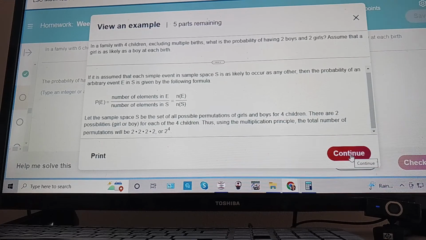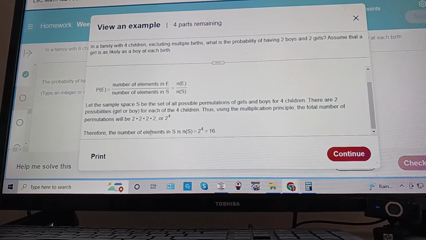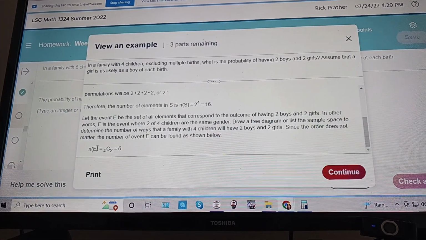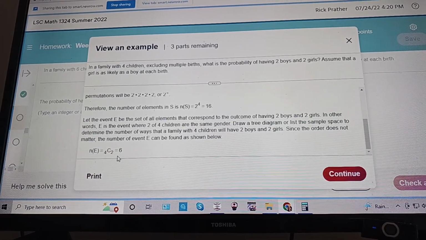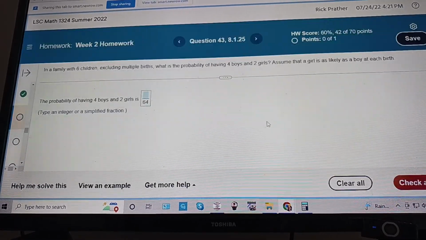See, that's what I did. 2 to the 6th power is 64. They only had a family of 4. That made it easier, so then there's only 16. Okay, combination. So 4 combination 2. There's a family of 4 and they wanted 2 boys. Okay, see, that's what we did last section.